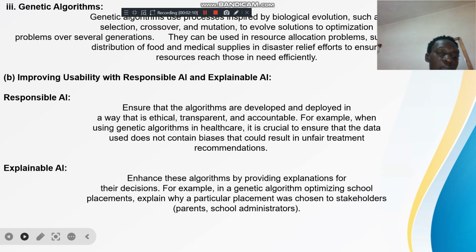Explainable AI should enhance these algorithms by providing explanations for their decisions. For example, in a genetic algorithm optimizing school placements, explain why a particular placement was chosen to stakeholders, parents, and school administrators.